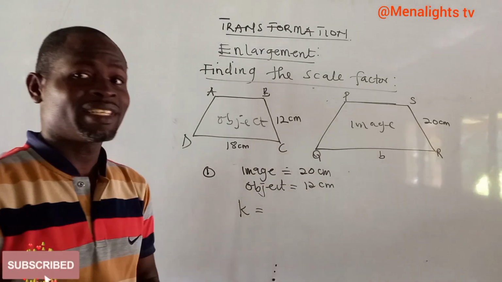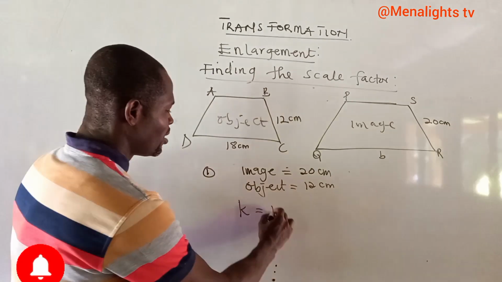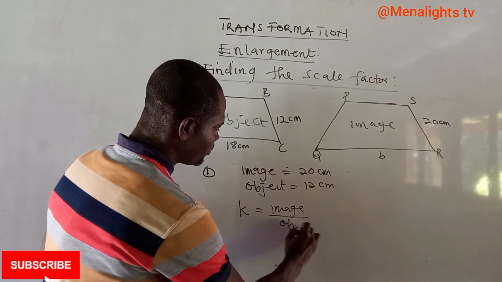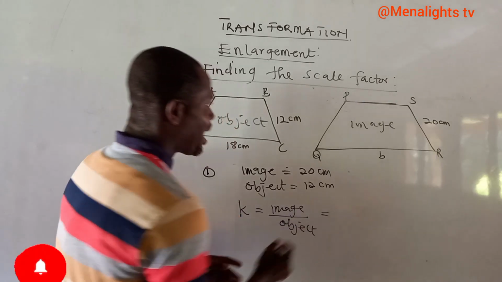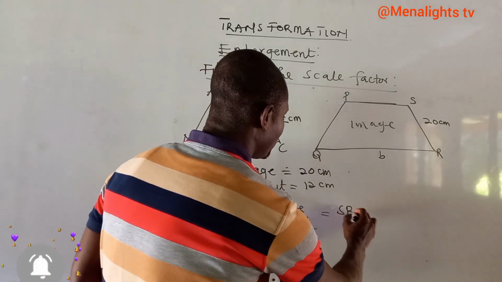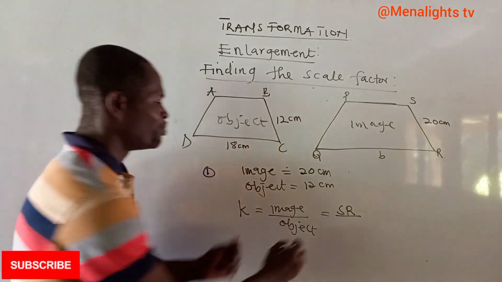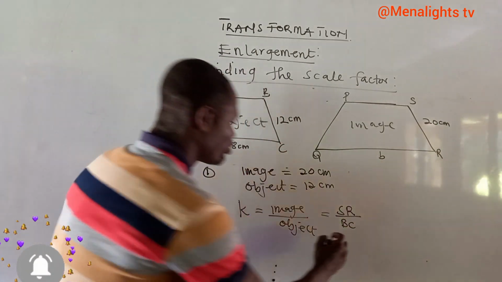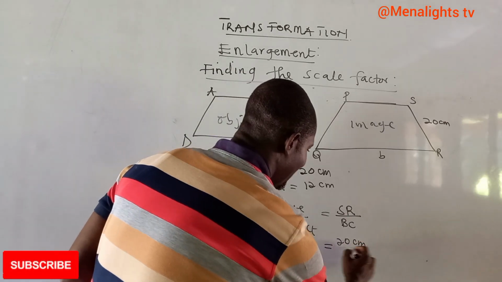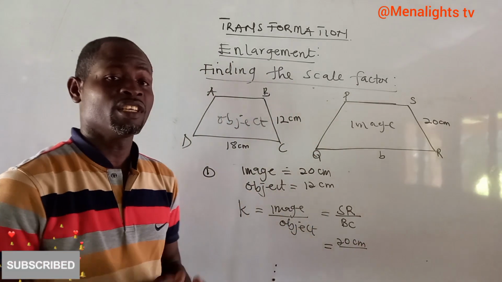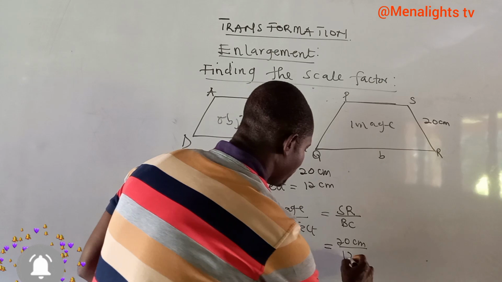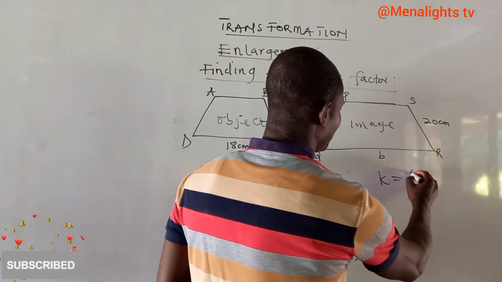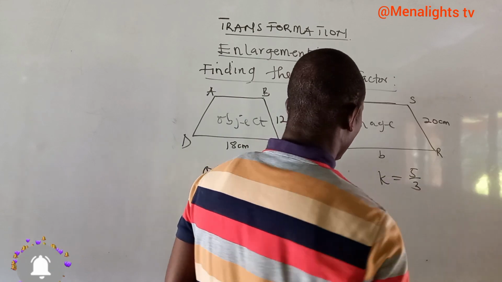So from there we can find our scale factor. It is equal to the image distance over the object distance. Our image is SR and the object is BC. So we have SR as 20 centimeters over BC, which is 12 centimeters. So we cancel, and our scale factor is equal to 5 over 3.